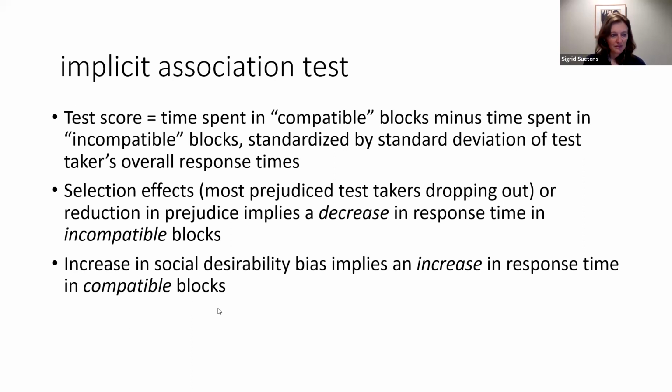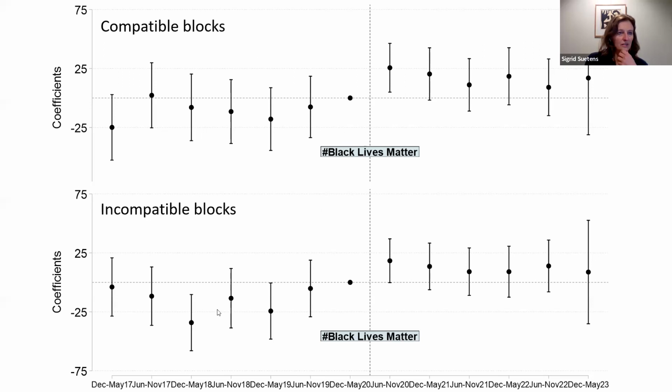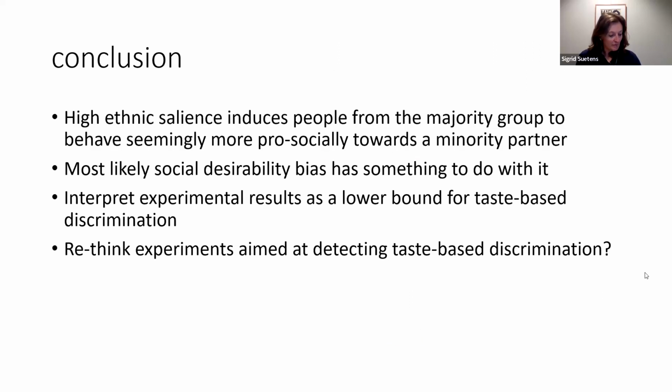And that's actually what we find, right? So if you deconstruct the pattern of the implicit association test, what we see is that in both cases, compatible and incompatible, you see an increase in response times after Black Lives Matter, right? But you see that, maybe you can't see it in the graph, the increase is larger in the compatible blocks than in the incompatible blocks, okay? So this makes us conclude that the change or the effect that we see in the implicit association test is possibly due to social desirability bias, very similar to what we see in our experiments. So that's basically what I wanted to say.